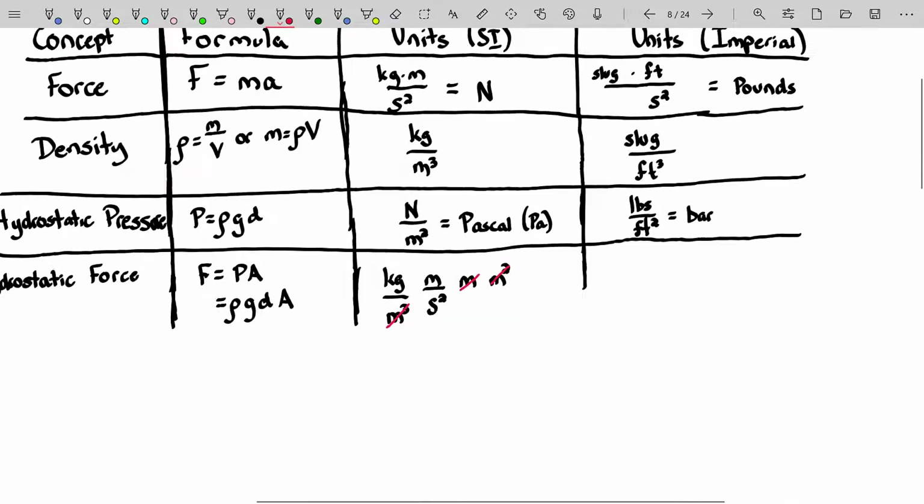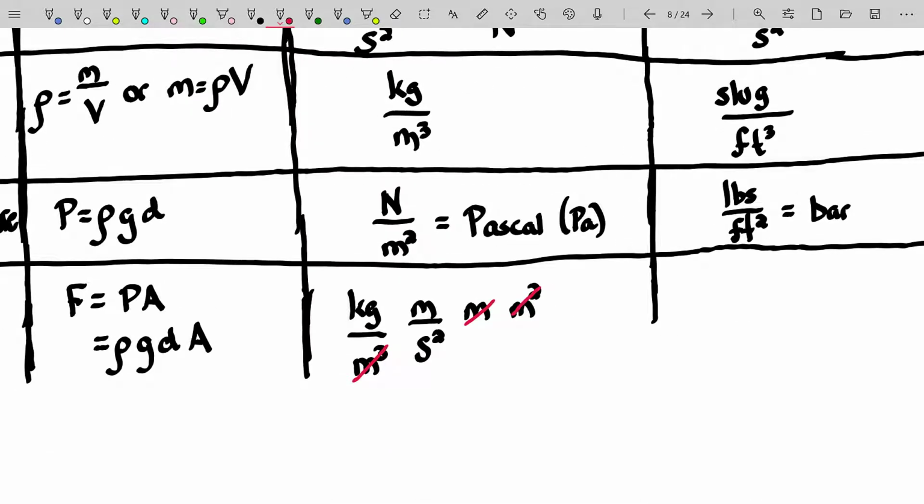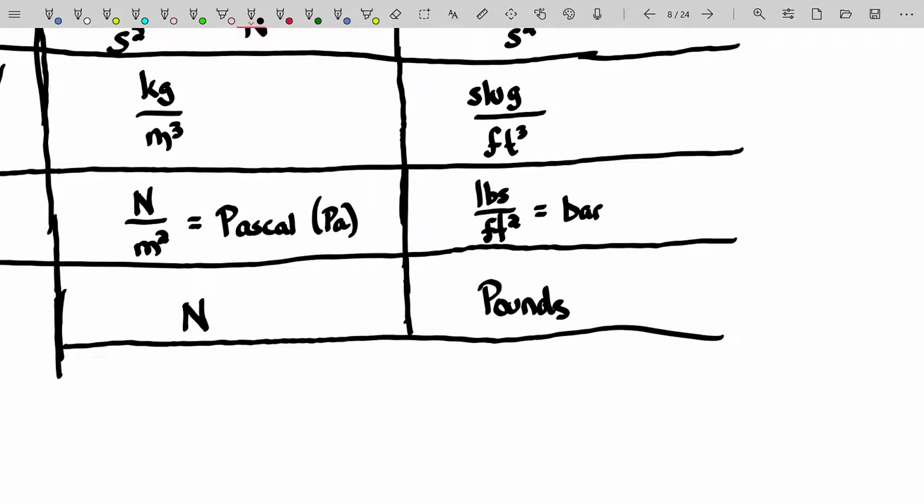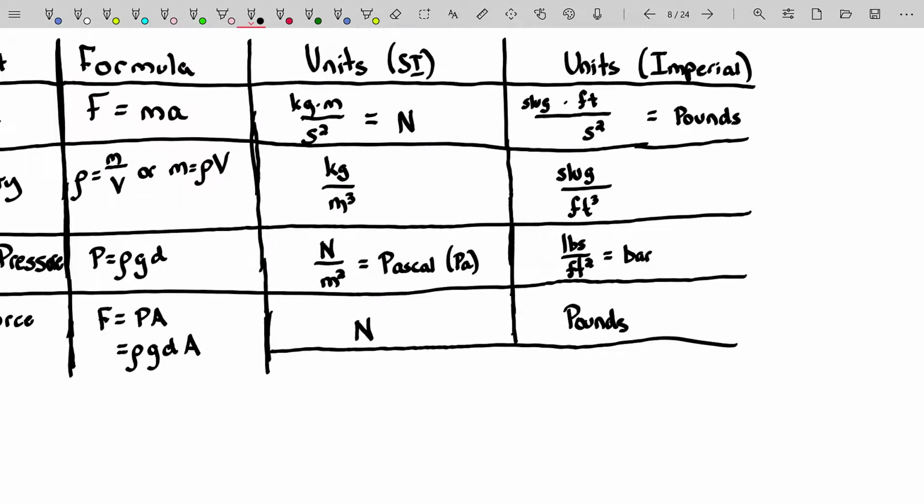So anyhow, you don't need to actually do all the mechanics here. I'm just going to go ahead and erase this and just say it's the Newton, and here is the pound. Or singular, the pound, I suppose, is probably the more appropriate way of saying that.